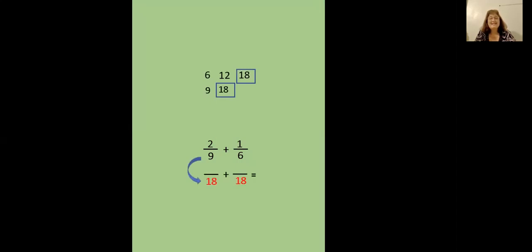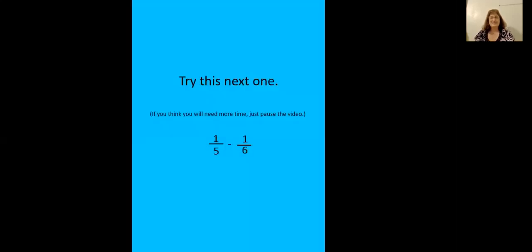9 goes into 18 2 times. 2 times 2 is 4. 6 goes into 18 3 times. 3 times 1 is 3. 4 plus 3 is 7. And that goes over 18. Try this one.